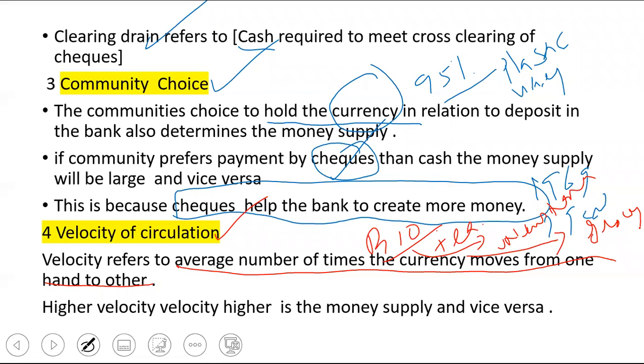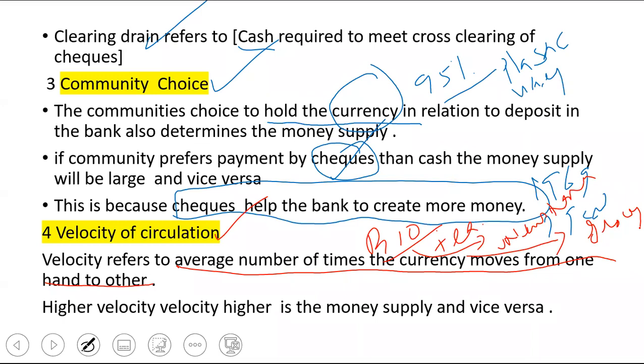Children, tell me, velocity: what did you understand? Quickly say. You have to unmute. When you need it, you never unmute; when you don't need it, full volume. Currency moves from one hand to another hand. Perfectly. Currency is moving from one hand to another.